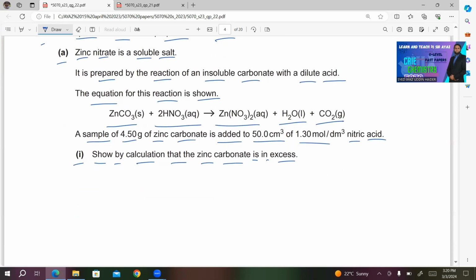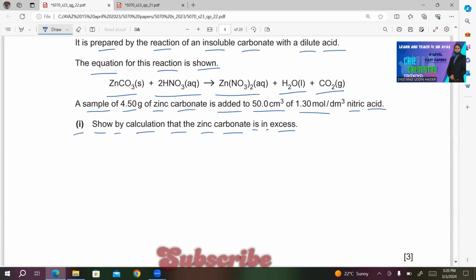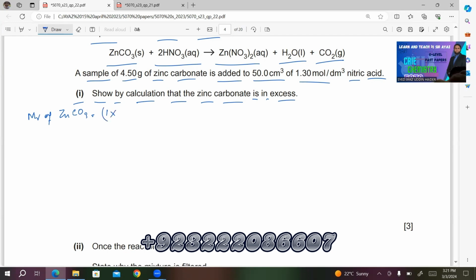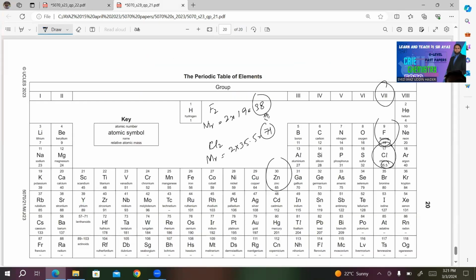The best way of doing this kind of question is to calculate the moles, or convert the mass or the volume and concentration given in the question into moles. This will be the best route. So for ZnCO3, first of all, I need MR of ZnCO3 so that I can convert this into moles. So we have MR of ZnCO3. Here we have one atom of Zn. So 1 multiplied by, where is Zn? Zn is here. Ar, mass number is 65.